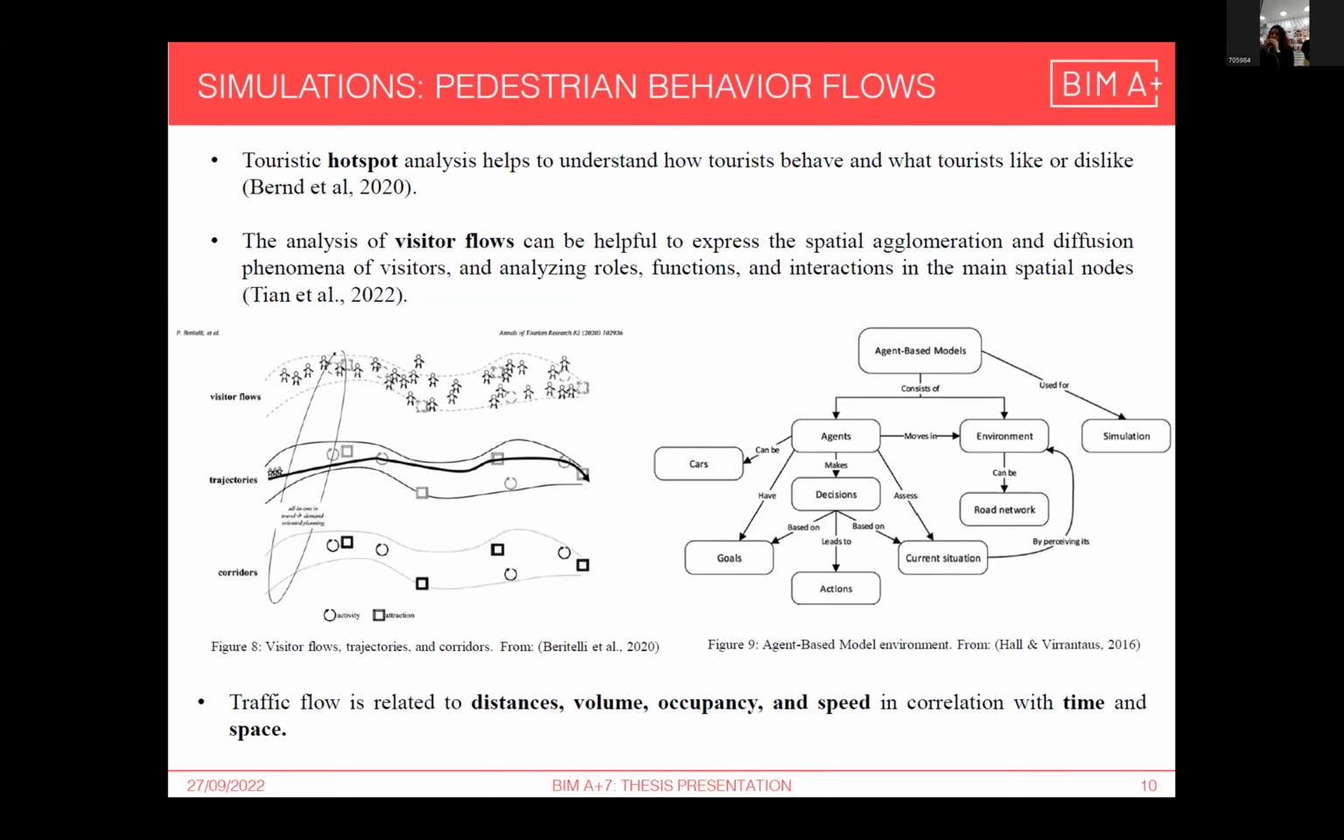So the thesis also focuses on theories to understand tourist hotspots, and how this analysis helps to understand tourists' behavior and what tourists like or dislike. The analysis of visitors' flows can be helpful to express the spatial agglomeration and the diffusion phenomena, and to analyze the roles, functions, and interactions of visitors in the main spatial nodes.